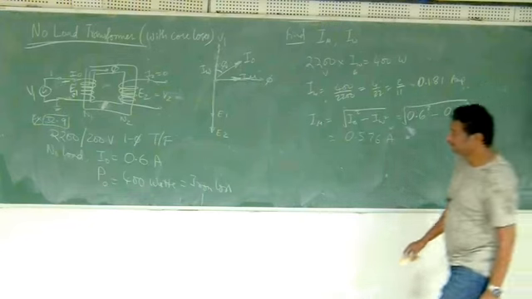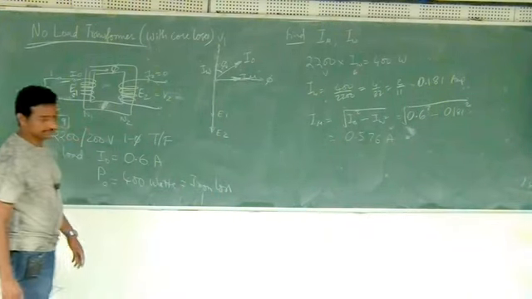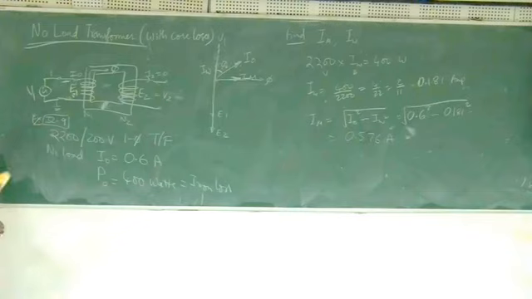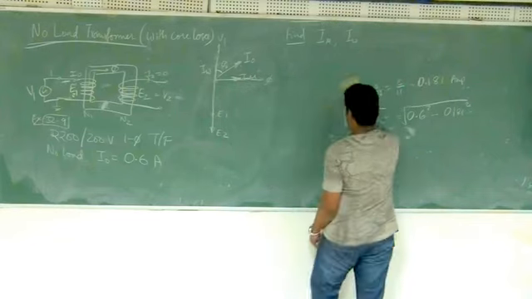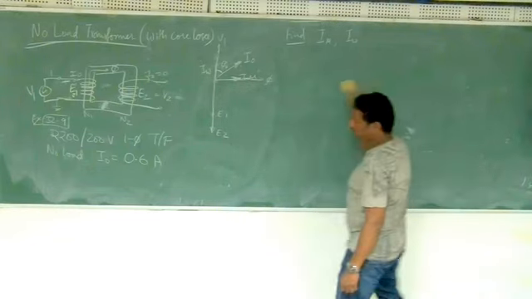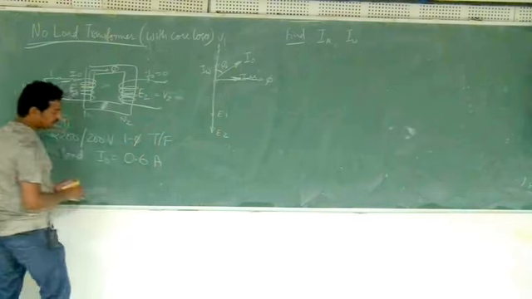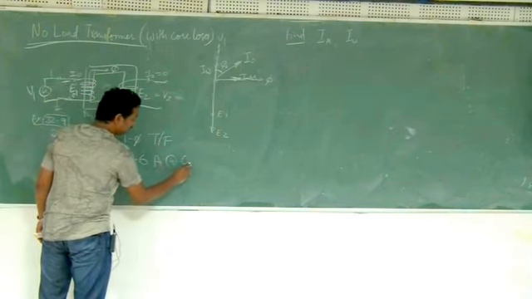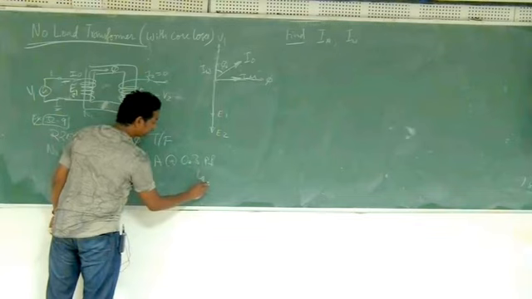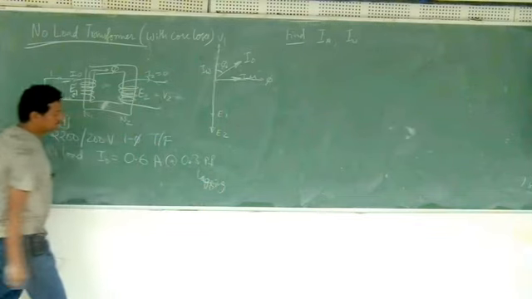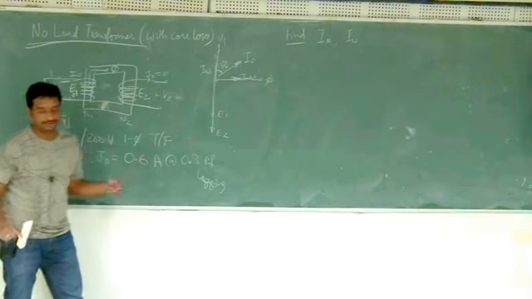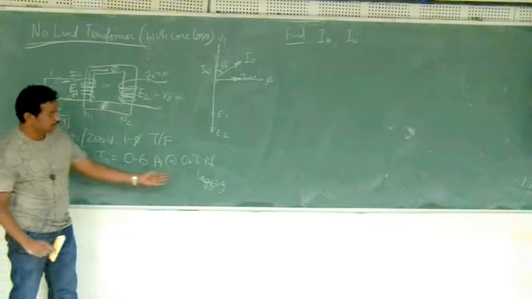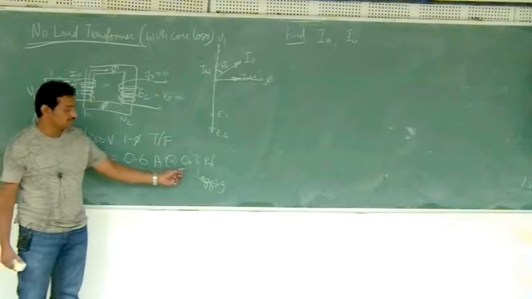See, I had given power and I naught like this. Okay, I can change the problem. Just pay attention here. Instead of giving this power, I would say the no load current is 0.6 amperes at 0.3 power factor lagging. So instead of giving the watts, I am just giving the power factor. Under no load the power factor will be very low. So 0.3 is nothing but cos of phi naught.